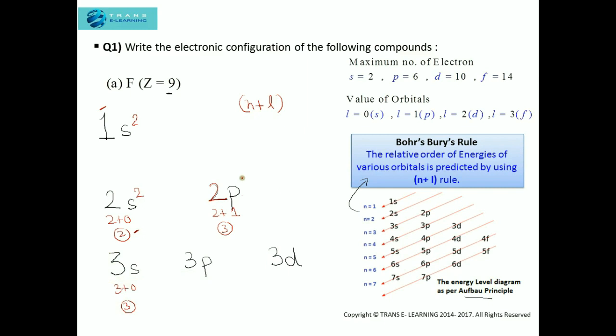So I'll just fill up the leftover. The leftover are 5, and p can accommodate a maximum of 6 electrons, so I will write 5 here. So this is the electronic configuration of fluorine as per the Bohr rule. We need not use 3s, 3p and 3d in this case.